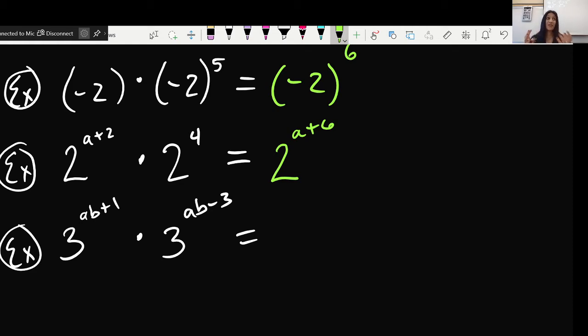Okay, has everyone had a chance to, we're all good? Okay, yeah. It would be 3 to the 2ab plus 2. Yeah, so the base stays the same, and then here we have an ab plus another ab. Everybody good with that? It's like you're counting up how many abs we have. So we have 2ab minus 2. Is everybody okay with that?